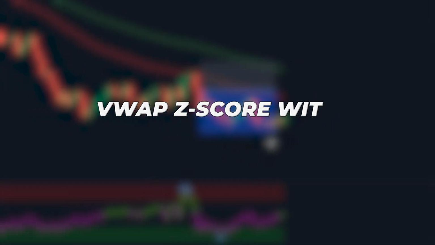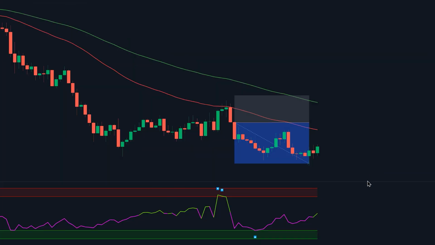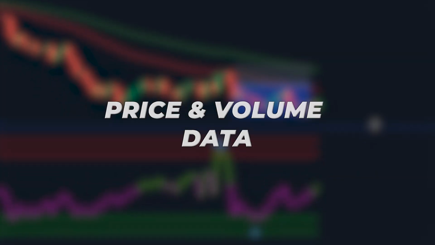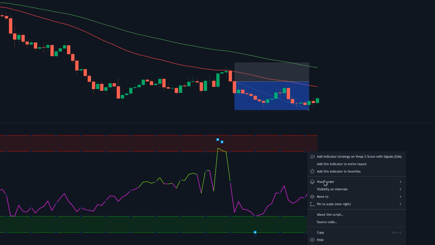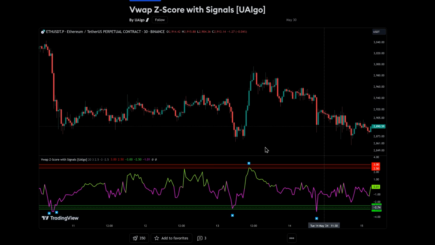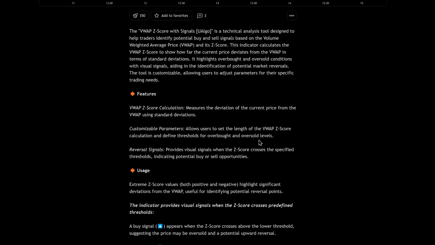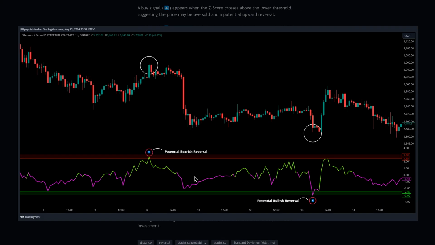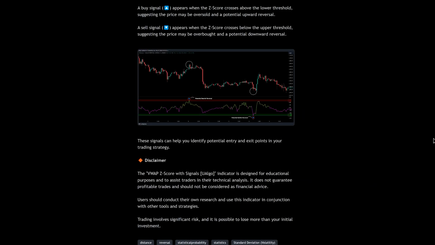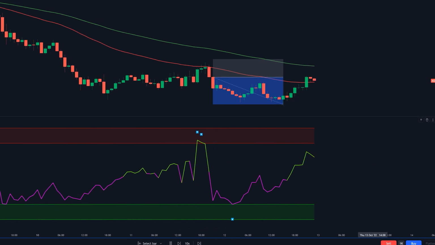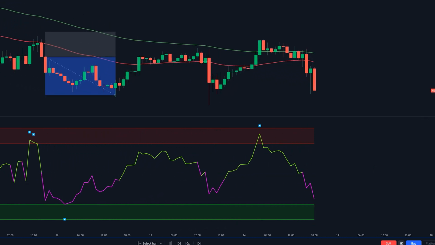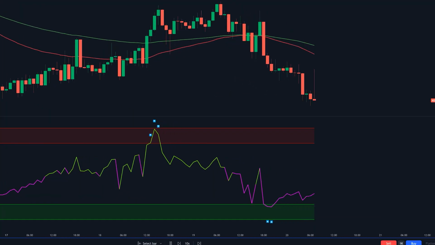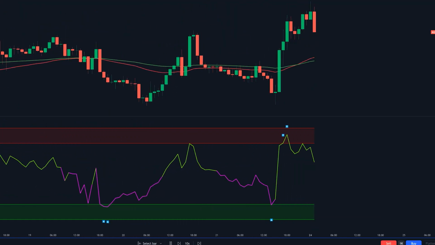The VWAP Z-Score with Signals Indicator leverages both price and volume data to provide a more nuanced view of market conditions. When combined with the EMA for trend analysis, you are aligning your trades with the broader momentum of the market, increasing the probability of successful trades. Ladies and gentlemen, that's the VWAP Z-Score with Signals Indicator, a powerful tool that can give you a significant edge in the markets. Go ahead and figure out how you can use it in your trading strategy.